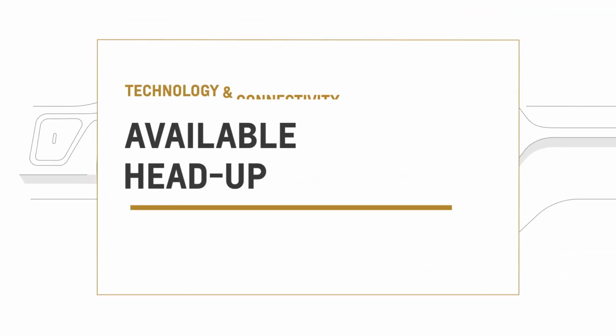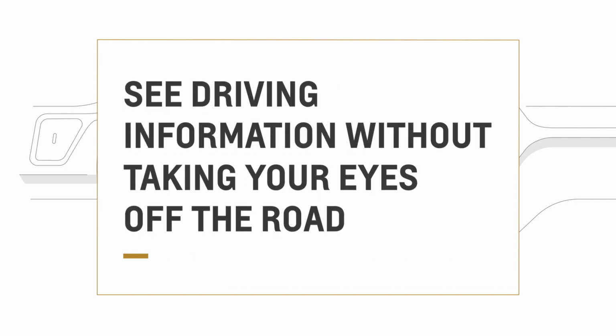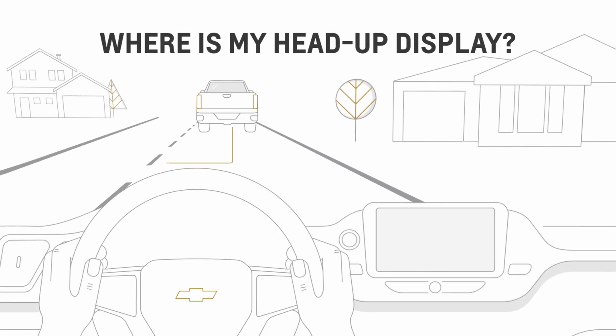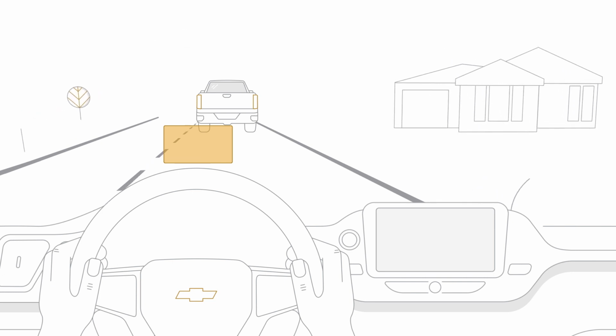Available head-up display shows important information on the windshield, so you can keep your eyes on the road. Your head-up display projects information from a small lens in the dashboard onto the windshield. You can tell your vehicle is equipped with a head-up display if you can see HUD controls to the left or right of the steering wheel.